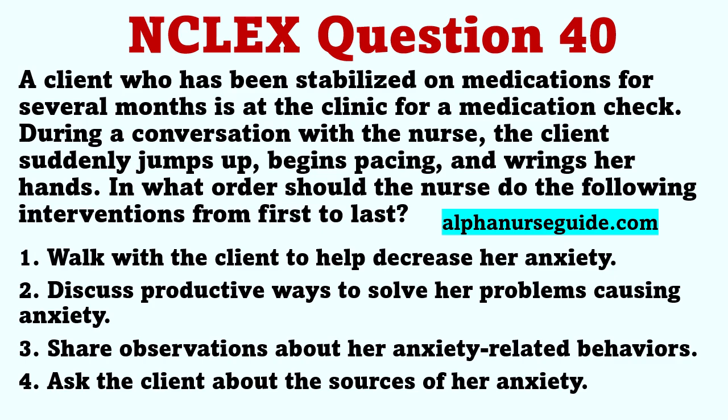The correct order is 1, 3, 4, 2. The nurse should first walk with the client to reduce her anxiety because the client must be at a mild level of anxiety before learning can occur. Sharing observations with the client conveys a sense of caring. Later, the nurse can help the client connect the anxiety-related behaviors to her feelings of anxiety. Once the client can identify the source of her anxiety, she can talk about solutions.